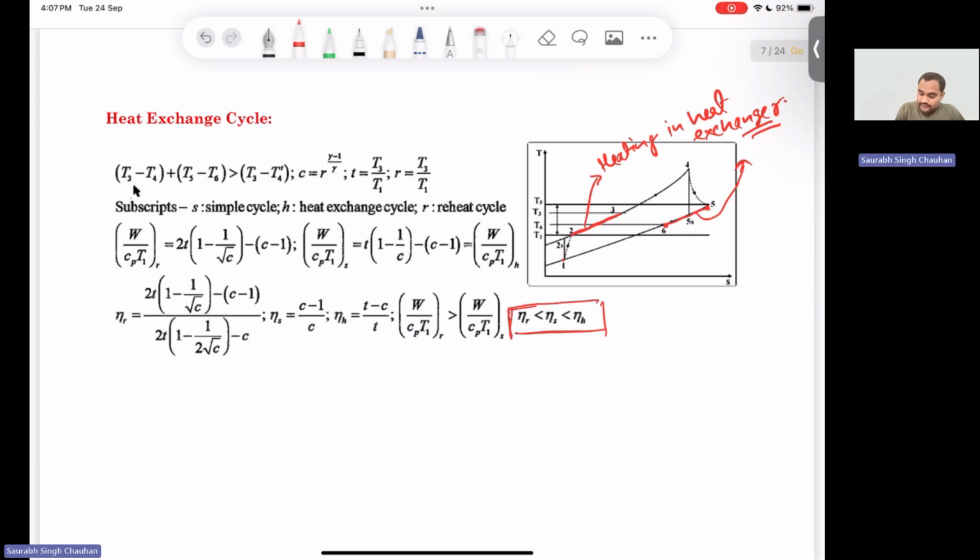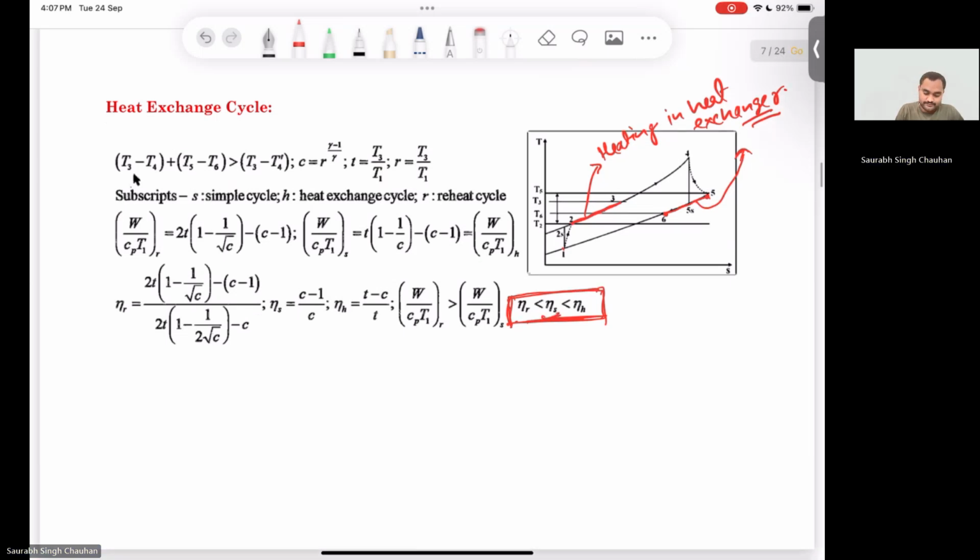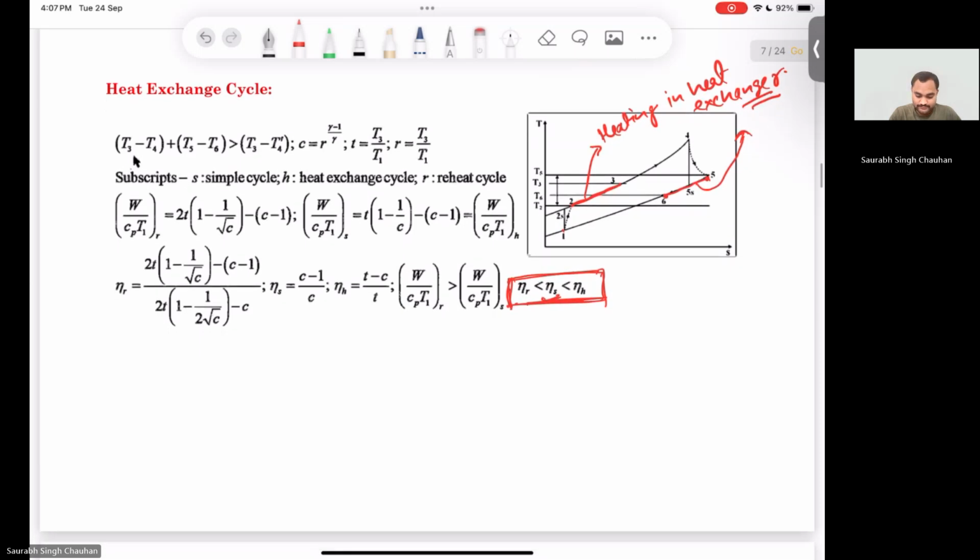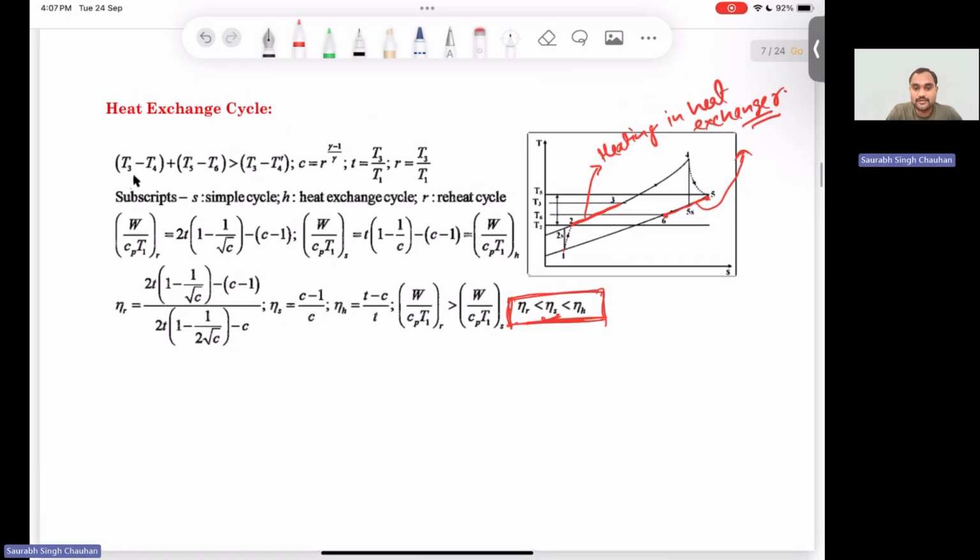So the efficiency of a cycle with a heat exchanger is more than the simple cycle. Here are some expressions which you can use to calculate the efficiency. If it is clear, then we will move to the next question.